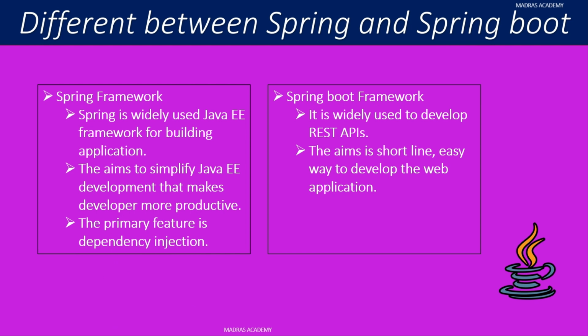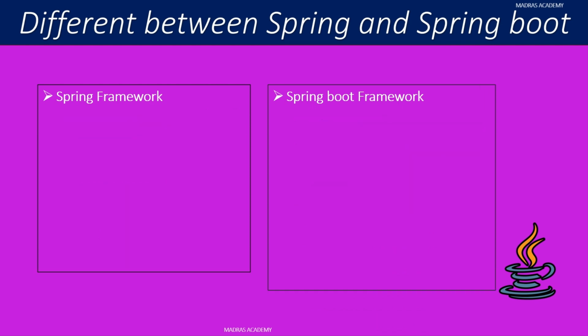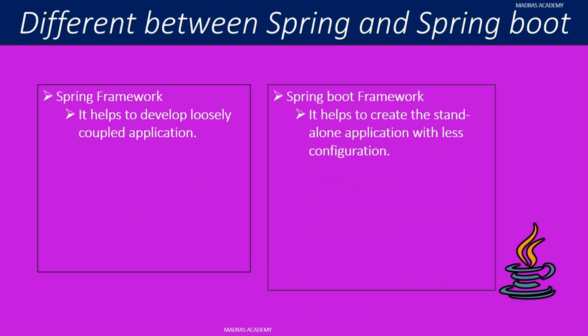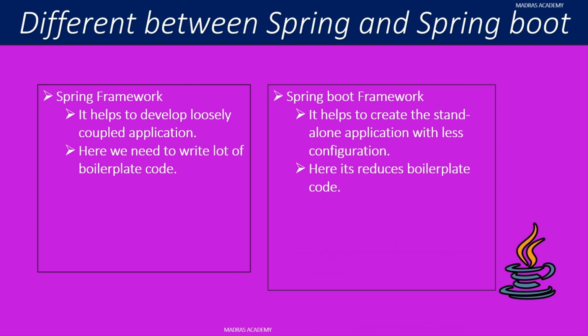The primary feature is dependency injection. Here the primary feature is auto configuration, and it helps to develop loosely coupled applications. Here it helps to create standalone applications with less configuration. And here we need to write lots of boilerplate code. Here it reduces the boilerplate code.